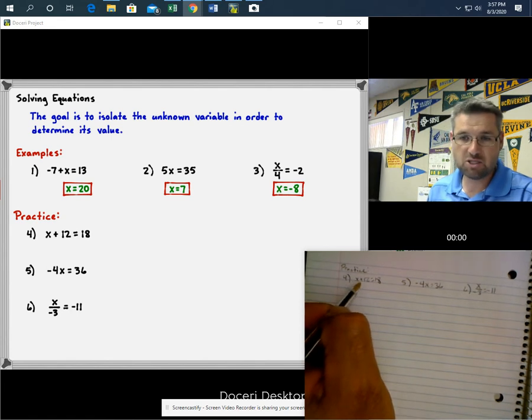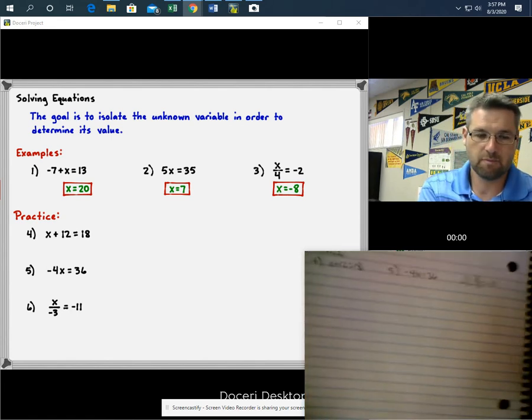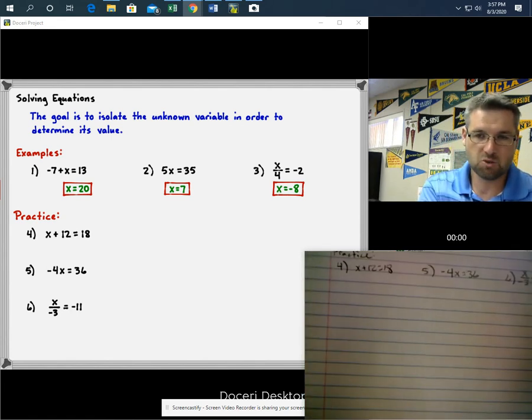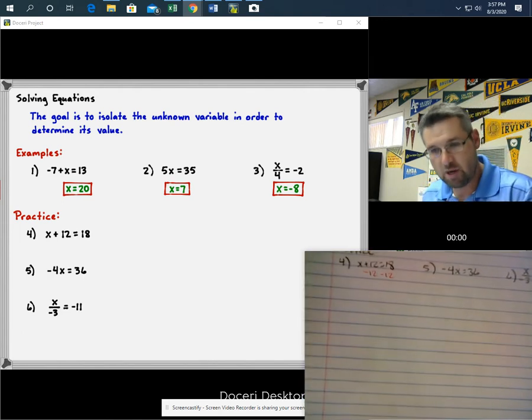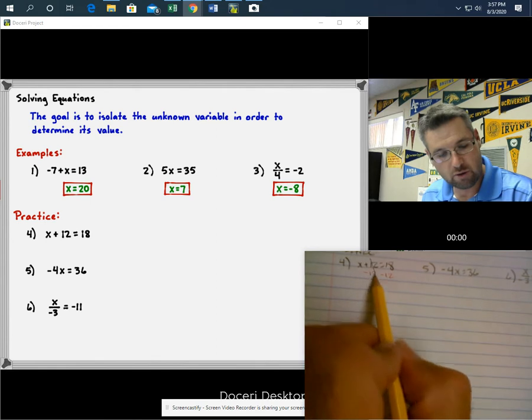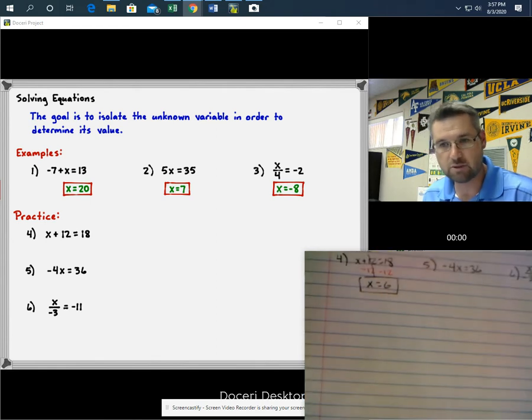I've got x plus 12 equals 18. How do I get rid of the plus 12? Well, I'm going to subtract 12 from both sides. Remember, whatever you do one side, you got to do the other. So here, those reduce. You're left with x equals 6 as your final answer.